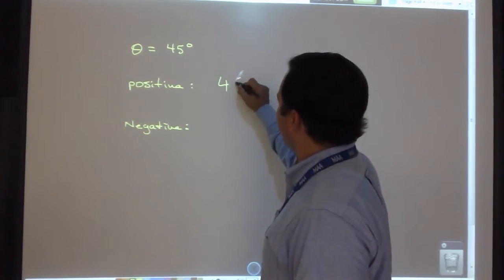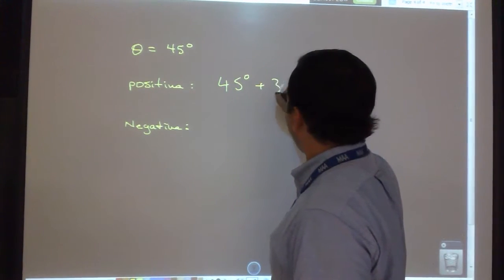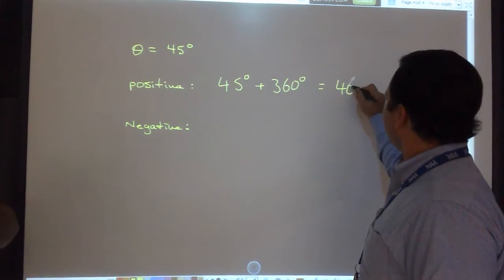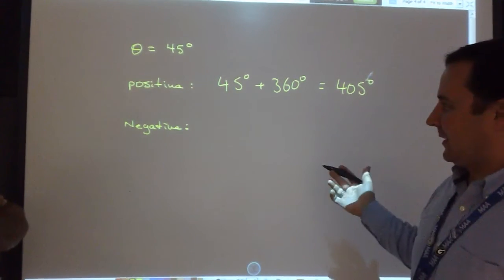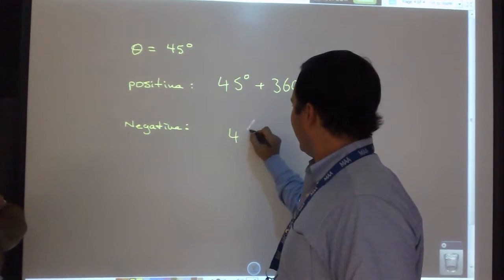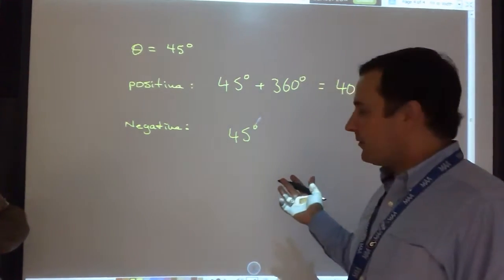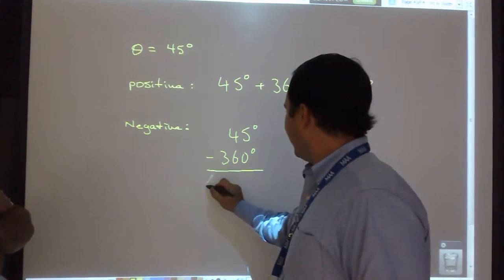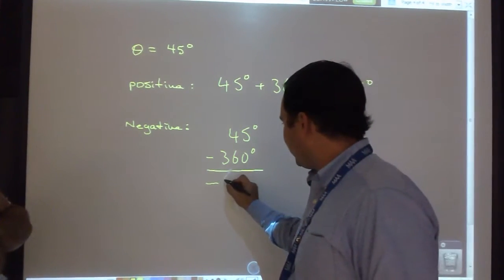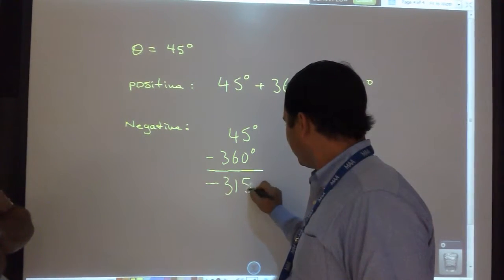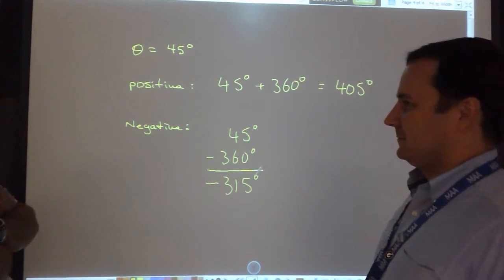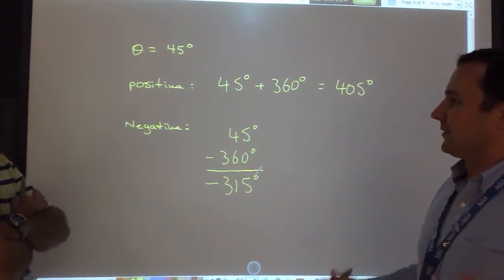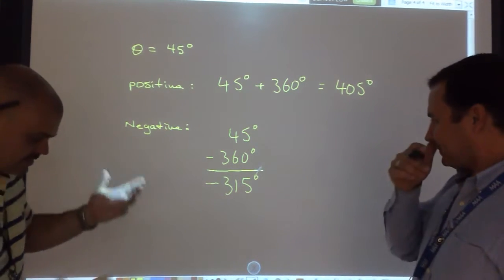Absolutely. For a positive, all I need to do is add 360 degrees, which would give me 405 degrees. For the negative, I need to either add a negative 360 or subtract 360 degrees, and I will get negative 315 degrees. I see. All you're doing is adding and subtracting multiples of 360. Well, okay, I see that.